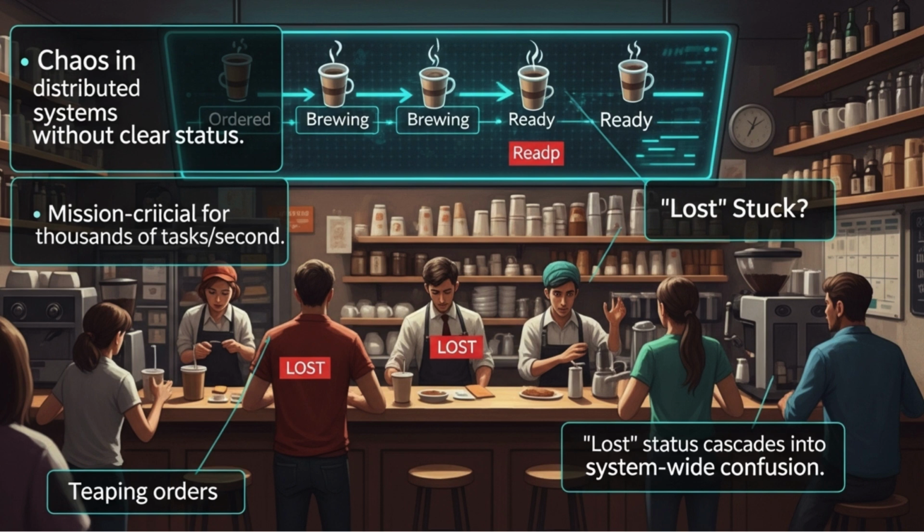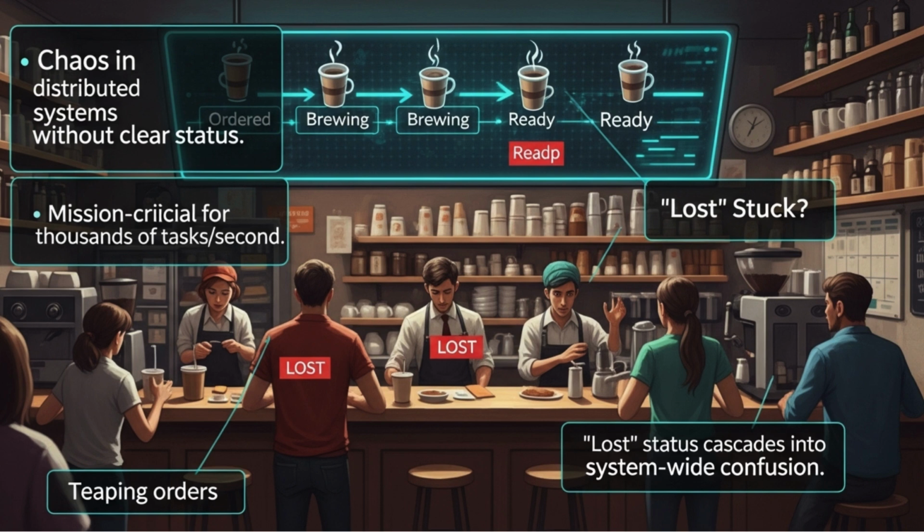When you're managing thousands of tasks per second across numerous servers, knowing the exact status of each task isn't just helpful, it's mission critical. A single lost task status, where a system forgets what a task is doing or where it's at, can quickly cascade into system-wide confusion, leading to resource wastage, missed deadlines, and ultimately system failure. This isn't just about marking something done. It's about maintaining integrity and predictability at scale.